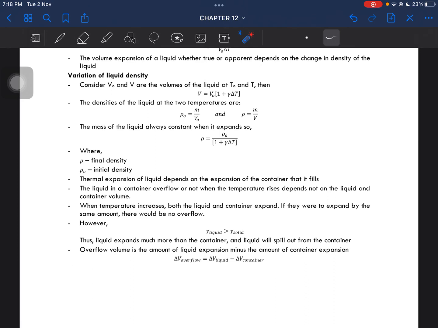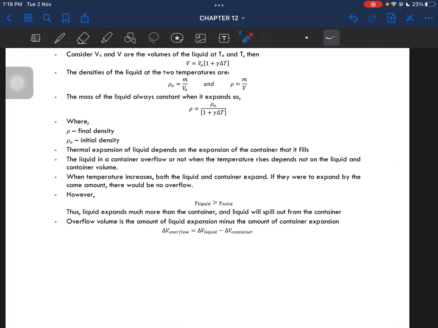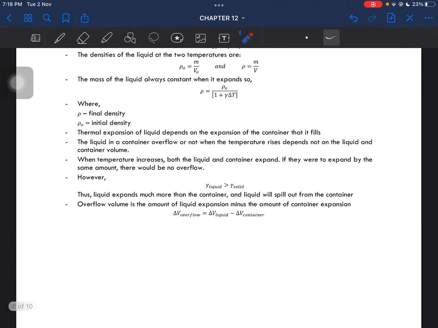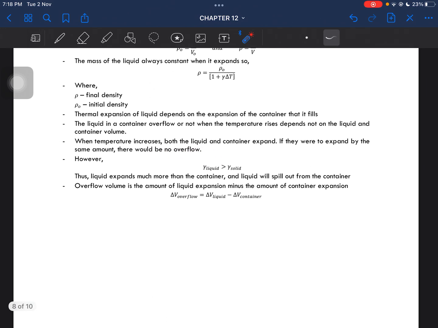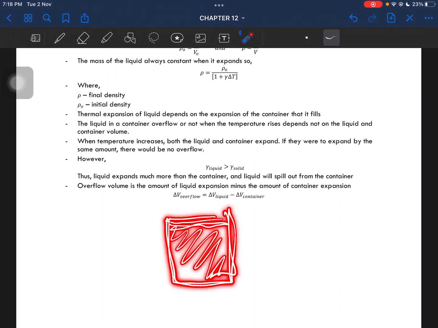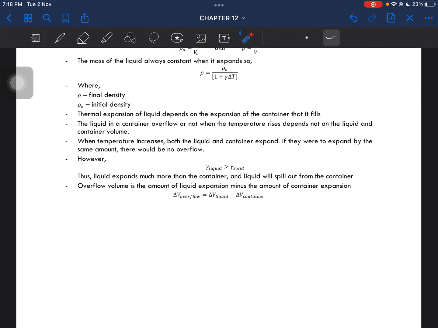So the thermal expansion of liquid depends on the expansion of the container that it fills. Whether the liquid in a container will overflow or not when the temperature rises depends on the liquid and the container. When the temperature increases, both the liquid and container will expand. If they were to expand by the same amount, there would be no overflow. Logically thinking, if this is your liquid and both expand, they will be expanding linearly, in the same way or in the same amount.